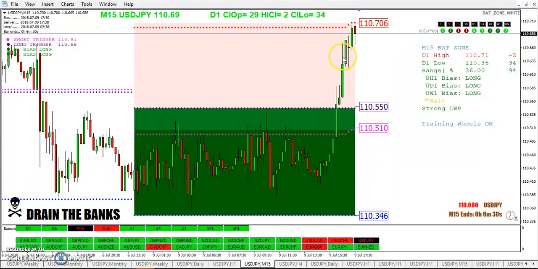Once again, no wick zone. Maybe I should change this indicator. If the range is under whatever minimum range you put, it just doesn't even plot it. That's not a bad idea.